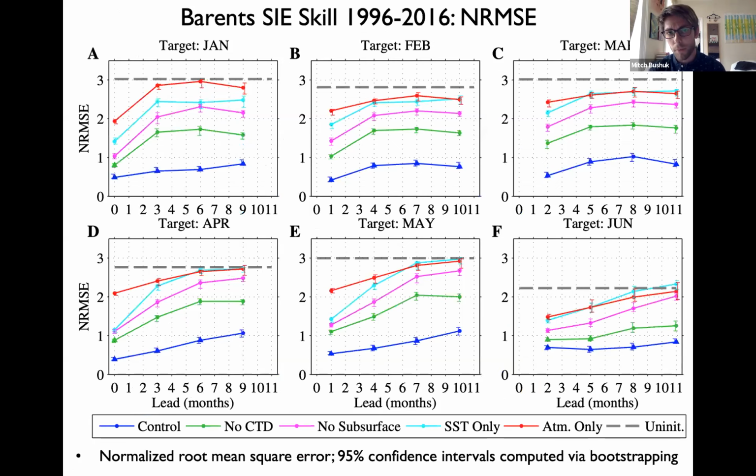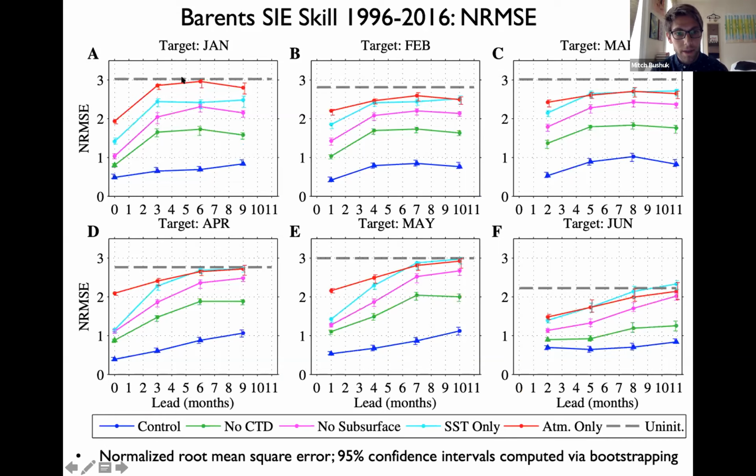We can look at this more carefully by looking at some prediction skill metrics. So here I'm plotting normalized root mean square error values for different target months, ranging from January through to June. And by normalized, I mean that the RMSEs have been normalized by the observed standard deviation. So basically lower NRMSE equals higher skill.